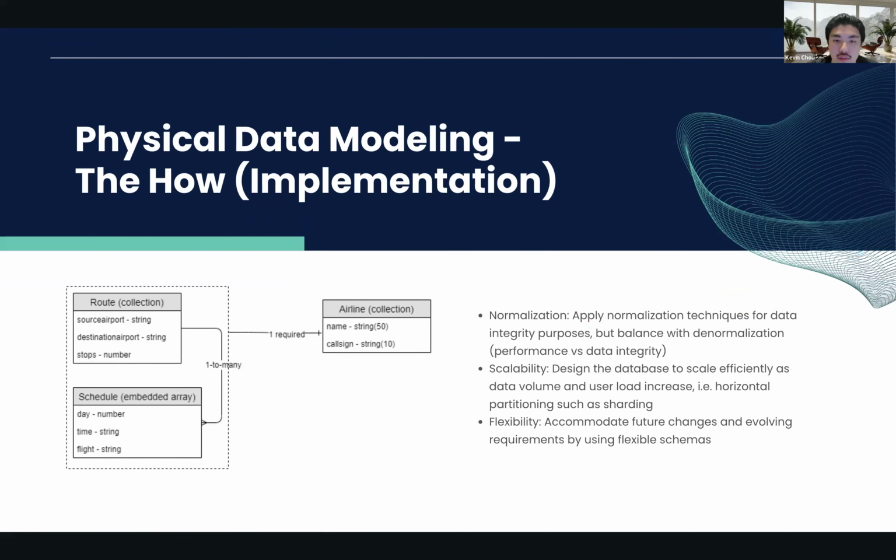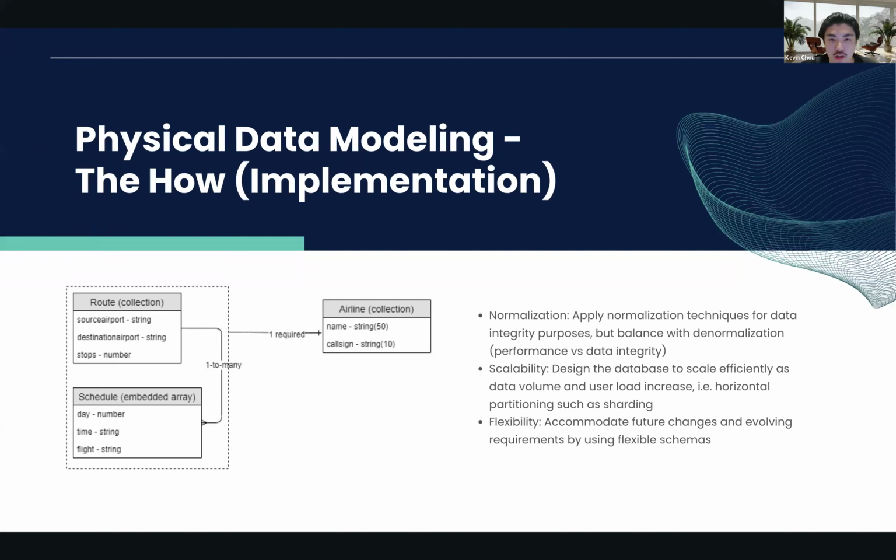Physical modeling is the phase of database modeling where the logical model produced in the last step is translated into a specific database management system. From the slides earlier, this could be a NoSQL database like MongoDB or a SQL database like Postgres.